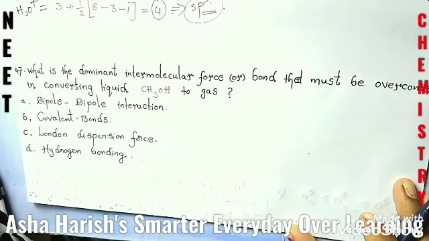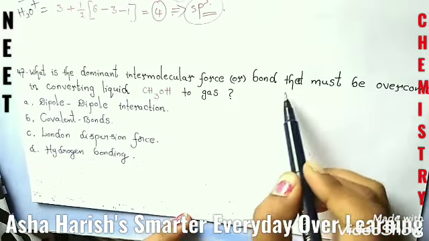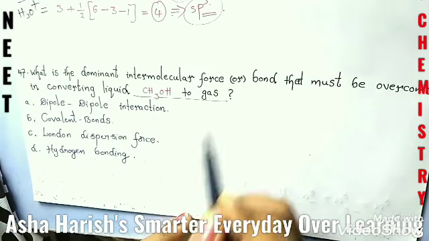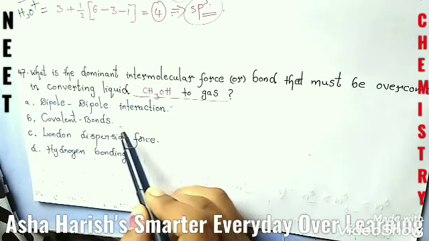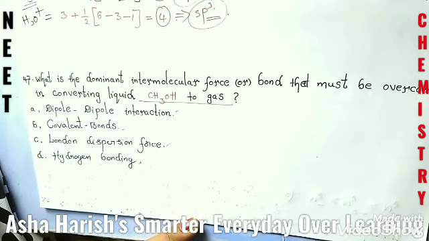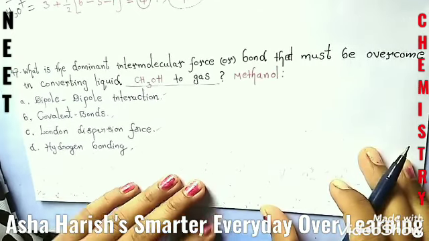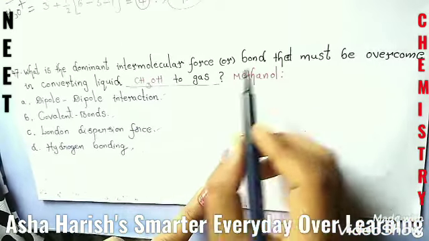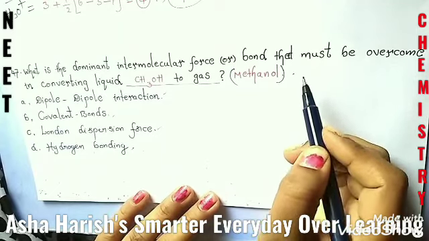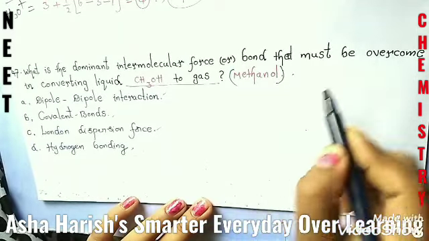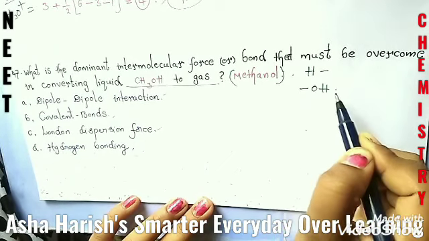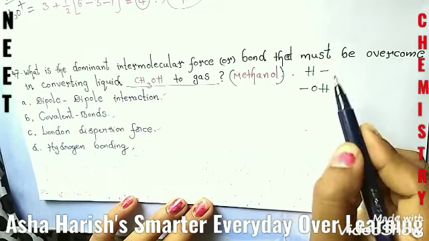Next question: what is the dominant intermolecular force or bond that must be overcome in converting liquid CH3OH to gas? The options are dipole-dipole interaction, covalent bonds, London dispersion forces, and hydrogen bonding. Which one is the correct one? Let's see. The compound CH3OH is called methanol. Methanol can undergo intermolecular association through hydrogen bonding, as the OH group in alcohols is highly polarized.